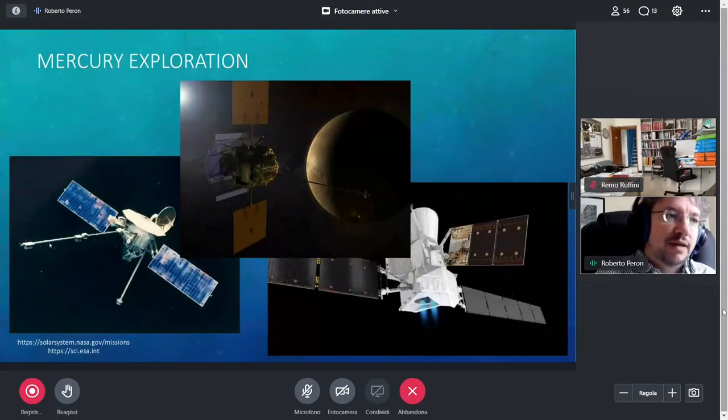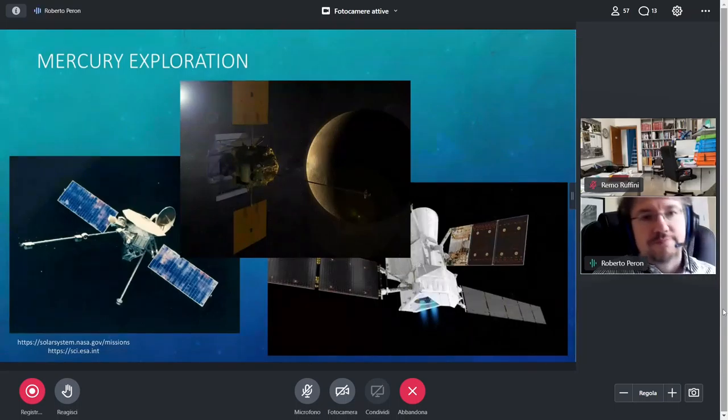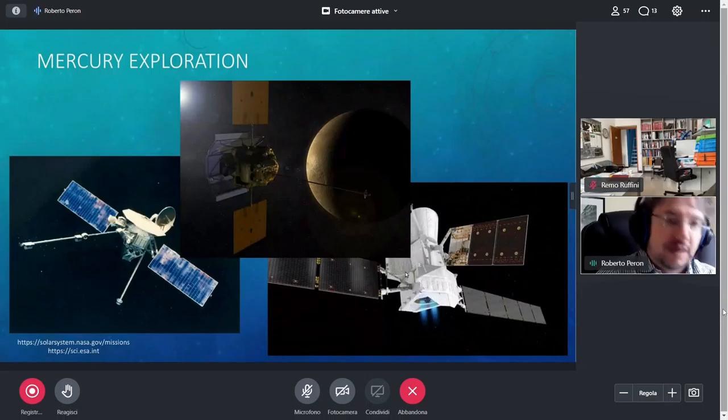The first is Mariner 10 in the 70s. The second is the Messenger probe, not so many years ago, which was the first probe to be placed in a stable orbital configuration around the planet. And then there is the ESA mission BepiColombo, which was launched, as I said, in 2018 and is traveling towards Mercury. BepiColombo is a very complicated mission. It is composed of two different spacecraft traveling together, which will be separated once at Mercury. Among the various scientific objectives, we are, of course, very interested in the gravitational part.